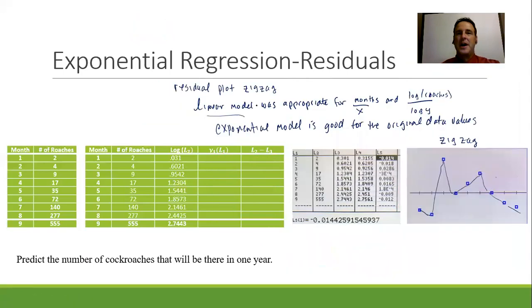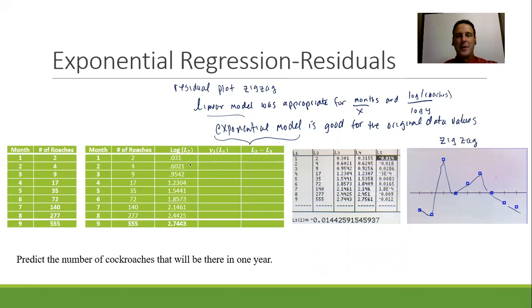Okay, so yeah, your linear model was really, really good, largely because of the zigzag of residuals, which in turn means that your exponential model is great for your original set of points. Okay, now what does this do for us? Well, it says predict the number of cockroaches there will be in 1 year. So I need to input cockroaches in for a year.